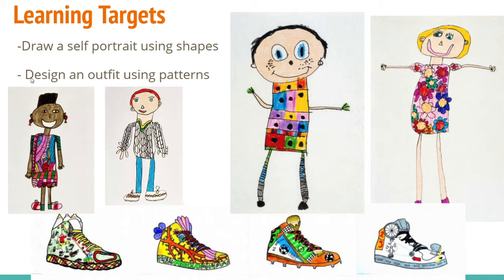But then you're going to design an outfit for yourself using patterns. So we see these patterns are repeating shapes or colors. So we see this dot dot dot dot dot happening over and over. That's a pattern. Or these little squares of color. This one has a pattern of flowers. See, flower, flower, flower, flower over and over. A pattern is just anything that happens over and over again.